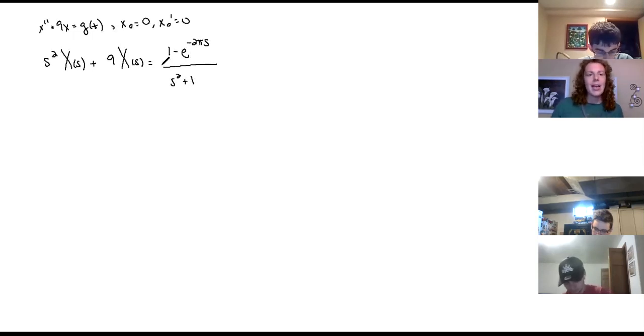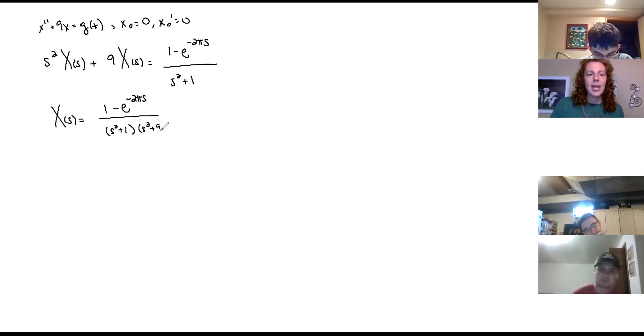So I can divide, I can split up here, and I am going to have capital X of s is 1 minus e to the negative 2 pi s over s squared plus 1 times s squared plus 9. All right, stop sharing my screen for just a sec. Doing good? Everybody's good up to this point? We're good? Yes? Good? All right, awesome.